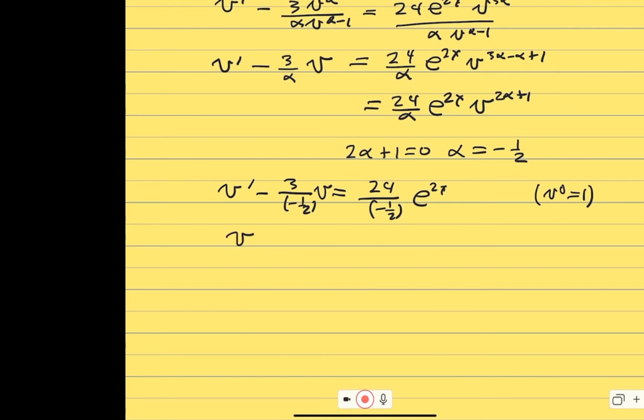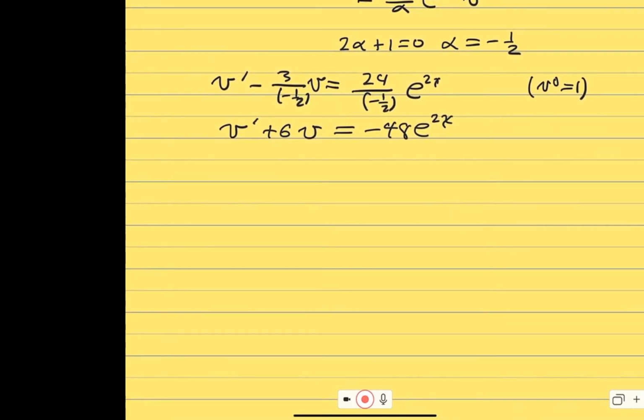So this is v prime plus 6v equals, now that's minus 48 e to the 2x. So this is now first order linear. So I'm going to get the integrating factor, and that is just e to the integral of 6 dx. So this is e to the 6x.